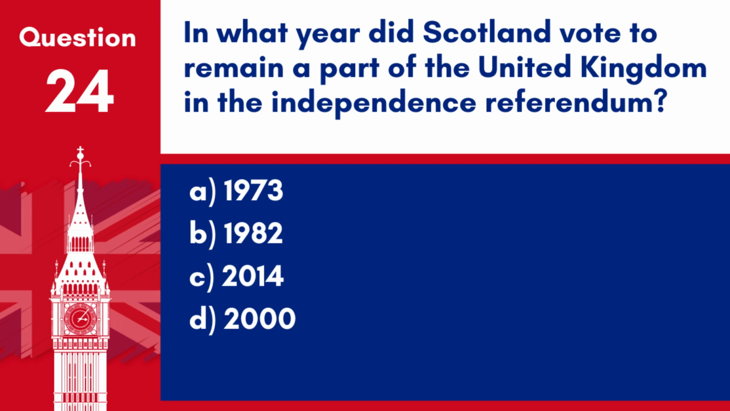Question 24. In what year did Scotland vote to remain a part of the United Kingdom in the independence referendum? A. 1973. B. 1982. C. 2014. D. 2000. Answer C. 2014. Scotland voted to remain a part of the United Kingdom in the independence referendum in 2014.